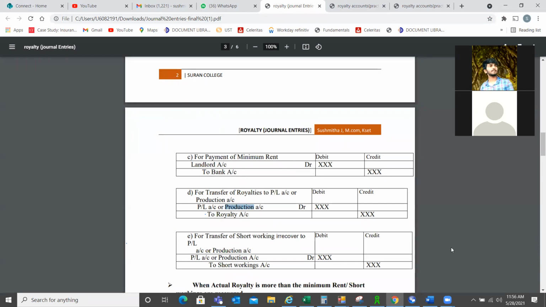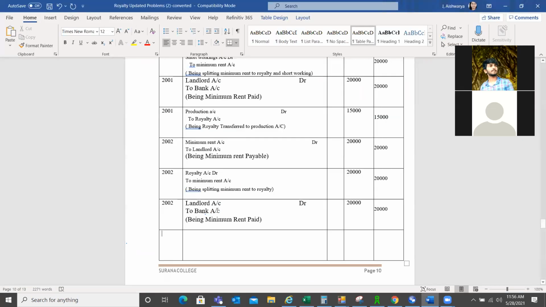To which account are we transferring? Production account, yes. So we are transferring the royalty to the production account, as what? As production account debit to royalty account, that is 2002. In 2002 we are transferring the royalty into the production account.